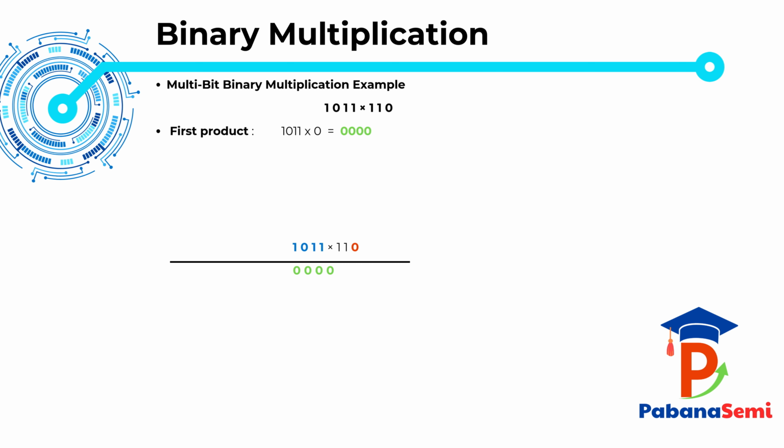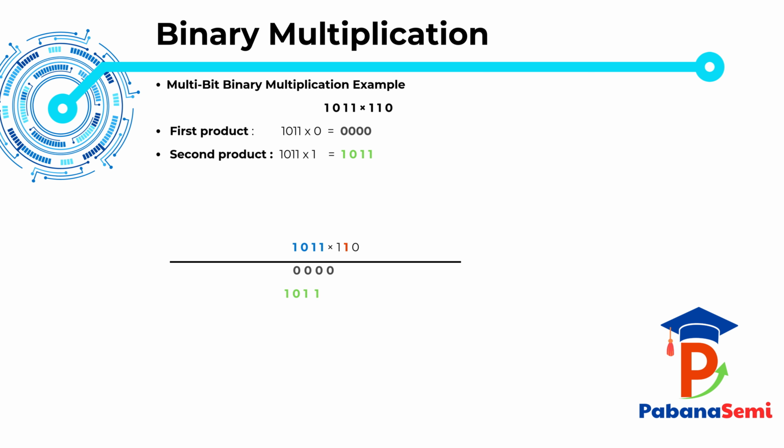Now, let's go deeper into our multi-bit binary multiplication example. We always start from the rightmost bit, so let's get into it. Let's look into the first partial product. The rightmost bit of the multiplier is 0. Multiplying 1011 by 0 gives us 0000. So our first partial product is simply all zeros with no shift.